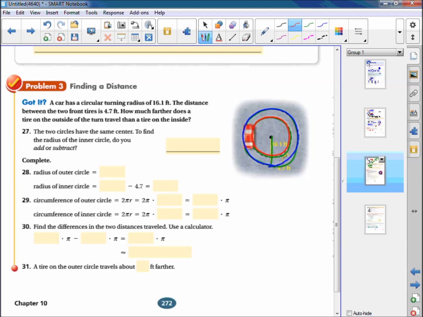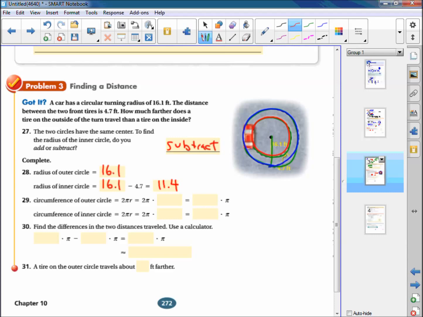So the 2 circles have the same center. To find the radius of the inner circle, are you going to add or subtract? And this should be subtract. We know the radius of the bigger one, so we subtract off the distance between the 2 tires on the car, the 4.7. So the radius of the outer circle is 16.1. And the radius of the inner circle is 16.1 minus 4.7, which is 11.4.